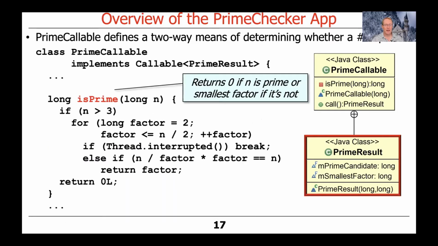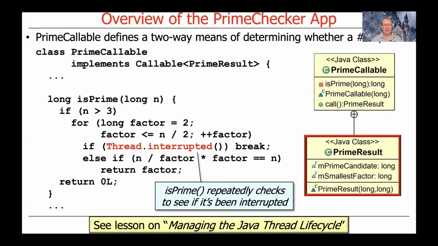Here's the prime number calculation. This is very similar to what we had before. The main difference being that every time we go through this loop, we check to see if the thread has been interrupted or not. And so by checking to see if the thread's been interrupted, we can be responsive if somebody clicks the shutdown button.